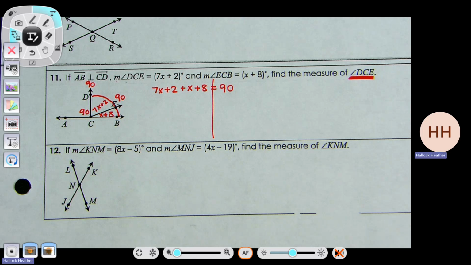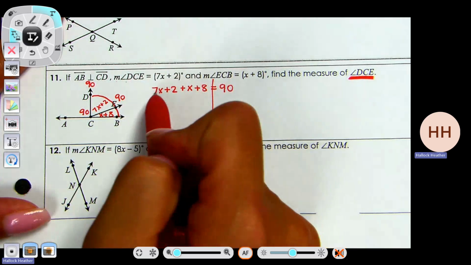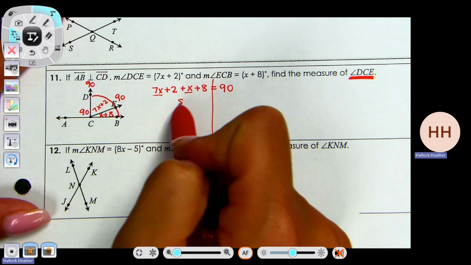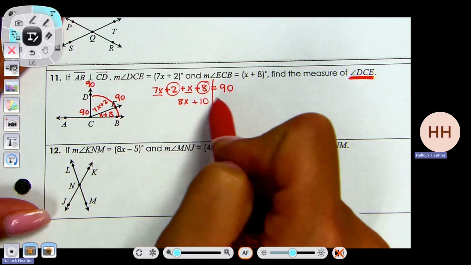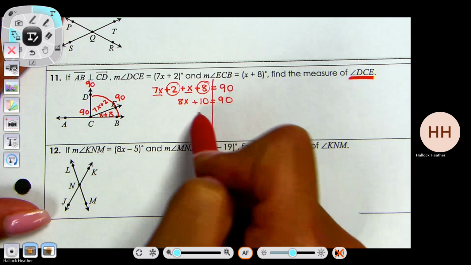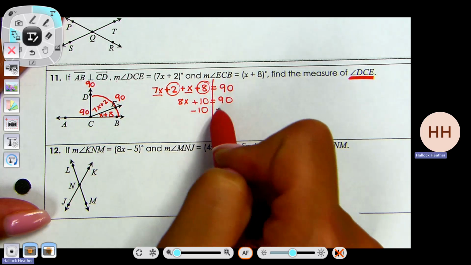You should probably copy it. Yeah, we're on number 11. Yeah, we gotta plug it back in. Gotta plug it back in.